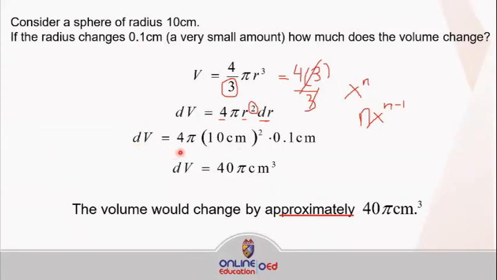We have the dV is equal to 4 pi. And again, yung r natin, which is 10 centimeter squared, times the dr natin or the radius changes or the 0.1 centimeter. And multiply lang natin sila. Kaya tayo nagkaroon ng value na dV is equal to 40 pi centimeter raised to 3 or cubic centimeter natin. Or the volume would change by approximately 40 pi cubic centimeter.